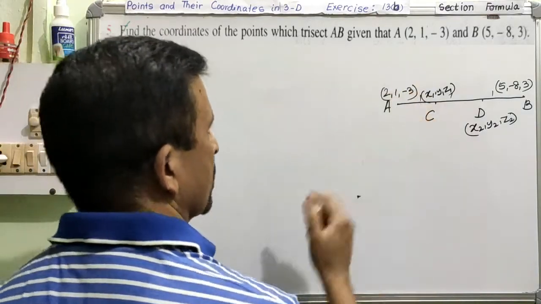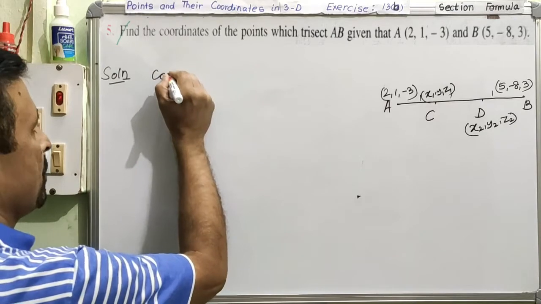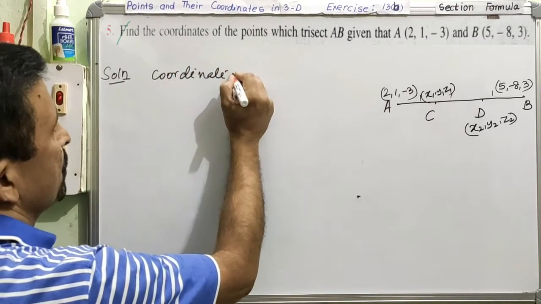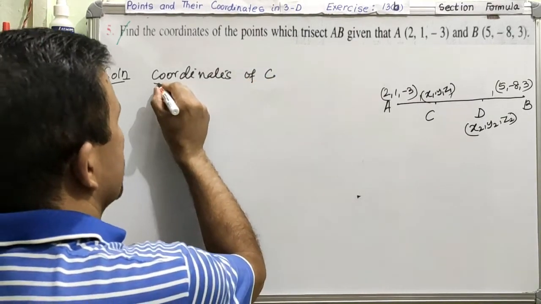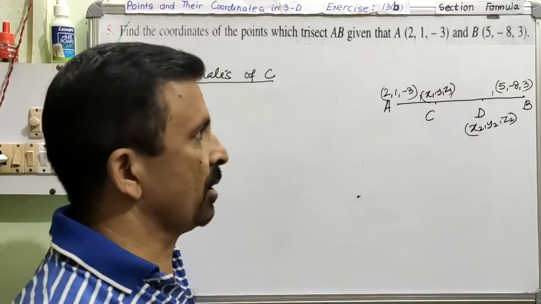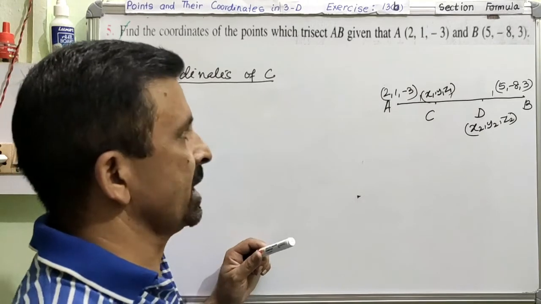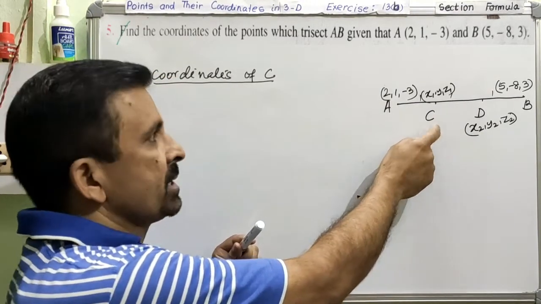Now, when you are calculating the coordinate of C, we are going to calculate the coordinate of C. If you write like this, then for the students, for you, and also for the teacher, it will be convenient to understand the question, right? So first of all, we are going to calculate the coordinate of C.